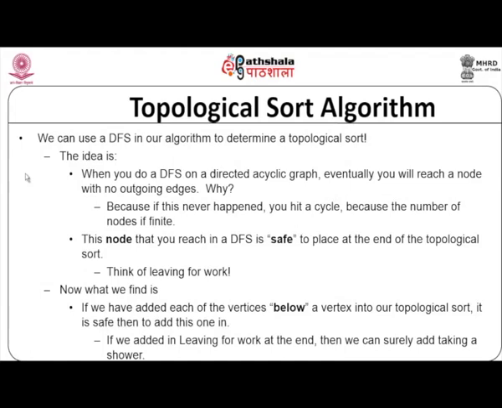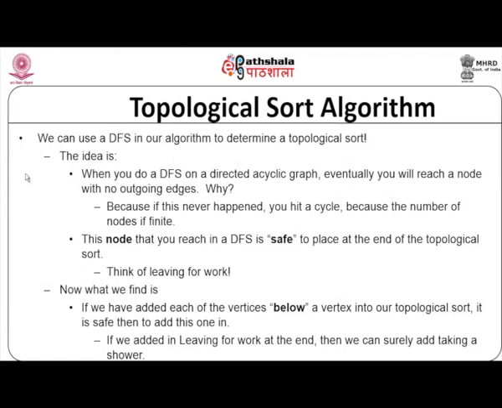The idea is when you do a DFS on a directed acyclic graph, a DAG, eventually you will reach a node with no outgoing edges. Because in a directed acyclic graph, if this never happened you would hit a cycle, since the number of nodes is finite. Okay. This node that you reach in a DFS is safe to place at the end of the topological sort.